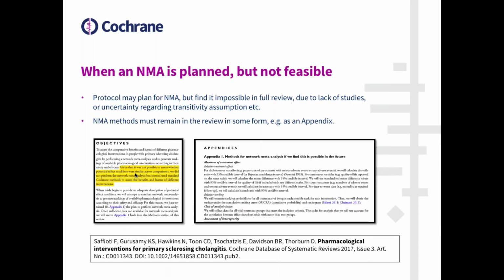And then very finally, just want to flag that often the protocol may plan for a network meta-analysis, but like Kerry mentioned earlier, sometimes it's not always possible. There could be many reasons why this could happen. There might not be as many studies as expected, or maybe the authors realize they're just not confident that the transitivity assumption has not been violated, and overall they decide they can't do a network meta-analysis and they will just do a normal pairwise analysis.